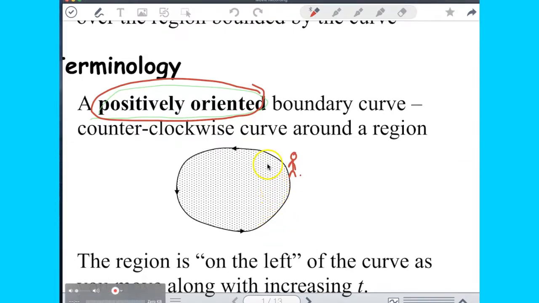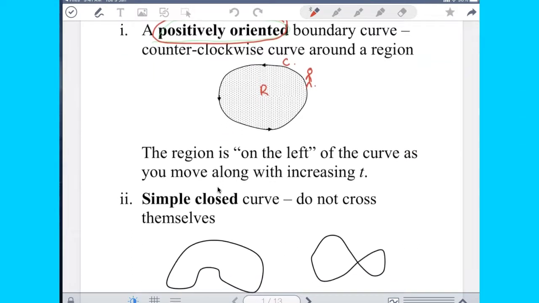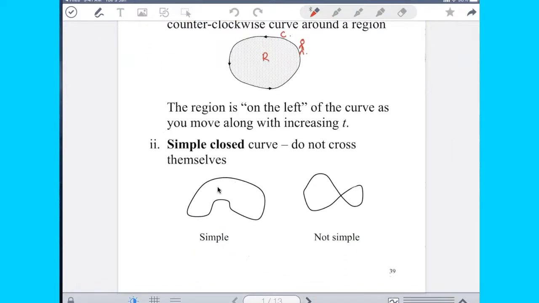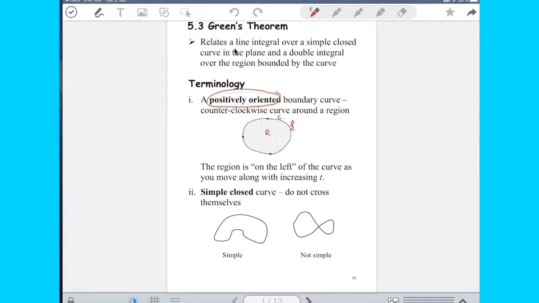Since you have a closed curve, at the same time you must have a region. The region is bounded by the closed curve C. Another condition is that the curve is a simple closed curve, whatever shape, as long as it doesn't cross itself. So this is not simple, and this is simple. This is the condition for you to apply Green's theorem.